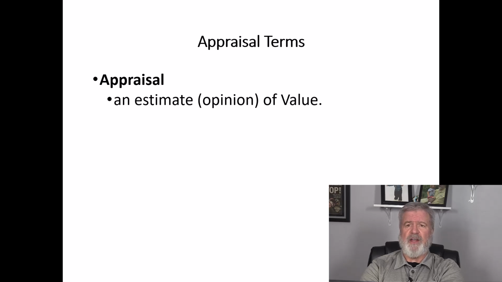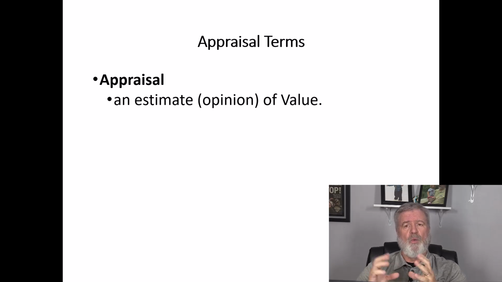Because value is not a number per se. And we're going to talk about that some more in a little bit, so I'm not going to get into it right now. But my point is this. Could I appraise a house and put $200,000? Another appraiser thinks it's worth $220,000. Another appraiser thinks it's worth $190,000. So how can we have such a fluctuation here between the appraisers? Because it's an opinion of value. Each appraiser may have a different opinion.